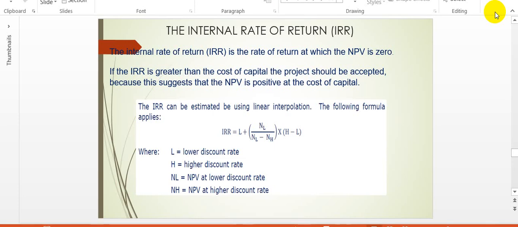We use the following formula: IRR equals L, where L represents the lower discount rate, plus in brackets NL, NL being the NPV at the lower discount rate, over NL minus NH, NH being the NPV at higher discount rate, close brackets, times open brackets H being the higher discount rate minus the lower discount rate.